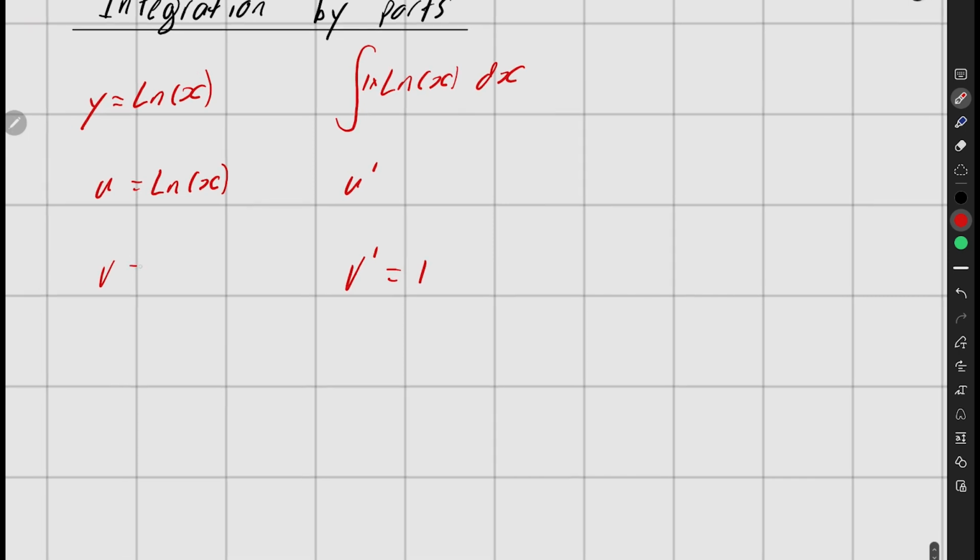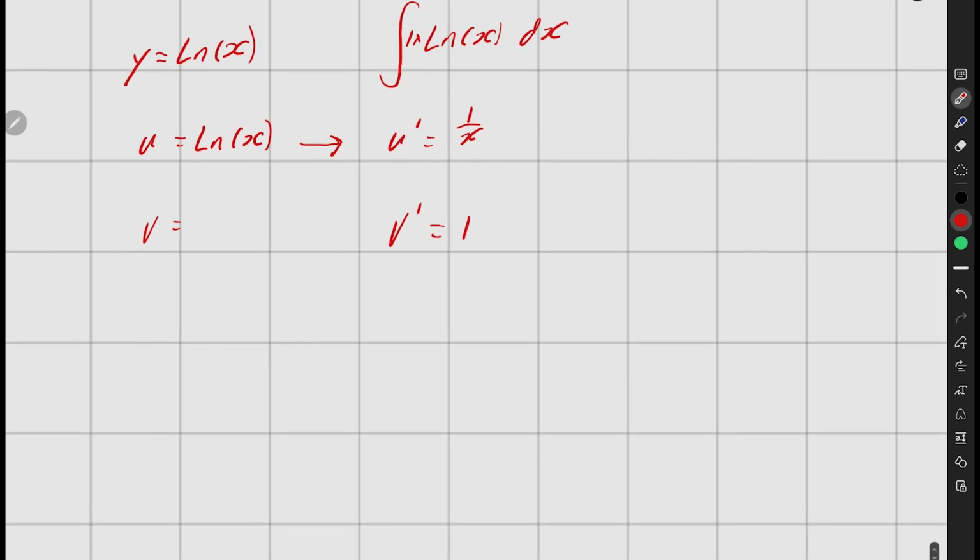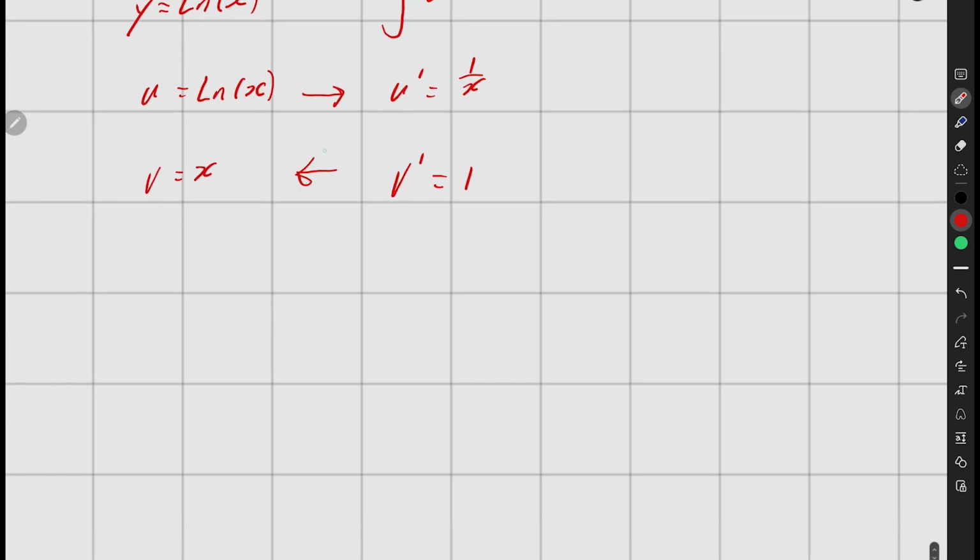And when we're going to v, we know that v dash or v prime is the derivative of v. And integrating is the opposite of differentiating. So you know how we're going to differentiate ln x, that's going to give us 1 over x. We're going to integrate 1, which is going to equal x. So that's all we need to do. One function we're integrating, the other one we are differentiating.